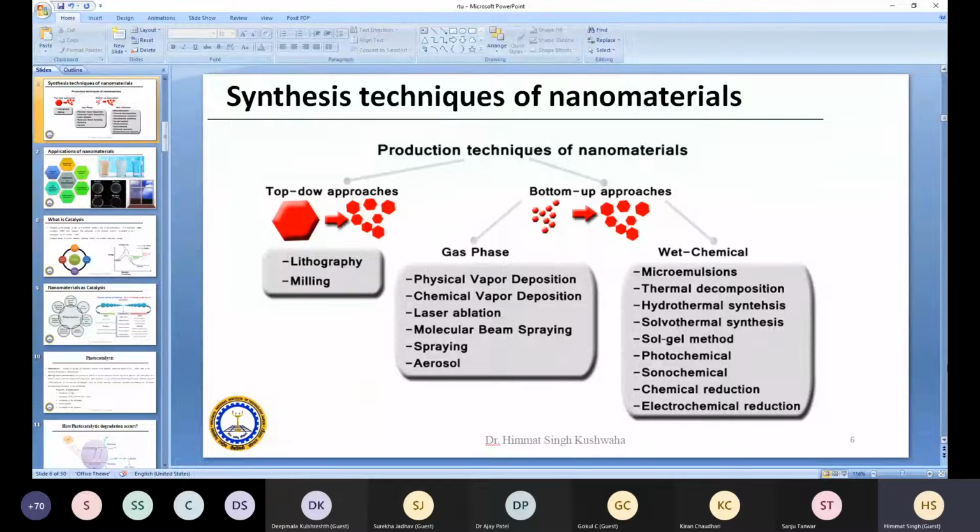Similarly, the wet chemical process is where the precursors are in the liquid phase, and they have the ions which will then convert into the material. The processes are microemulsions, thermal decomposition, hydrothermal synthesis, or solvothermal synthesis, where in solvothermal synthesis we use a solvent, and the sol-gel method, the photochemical method, the sonochemical method, chemical reduction or electrochemical reduction, where the precursors are in the liquid form.